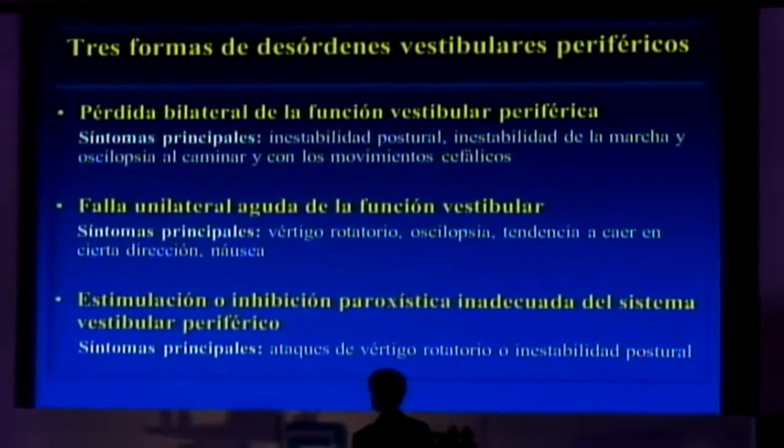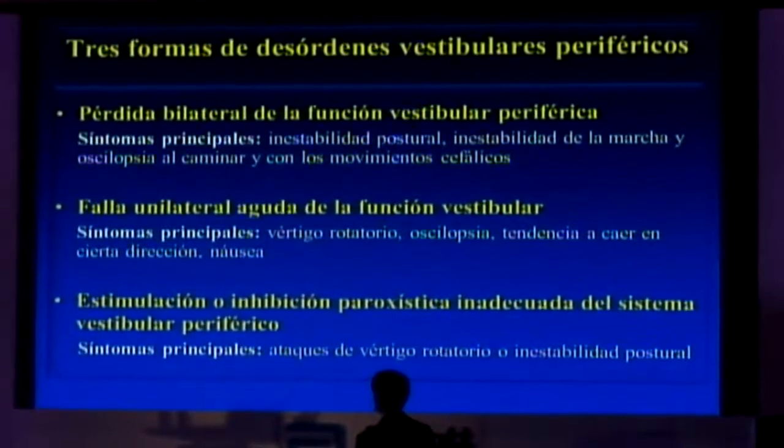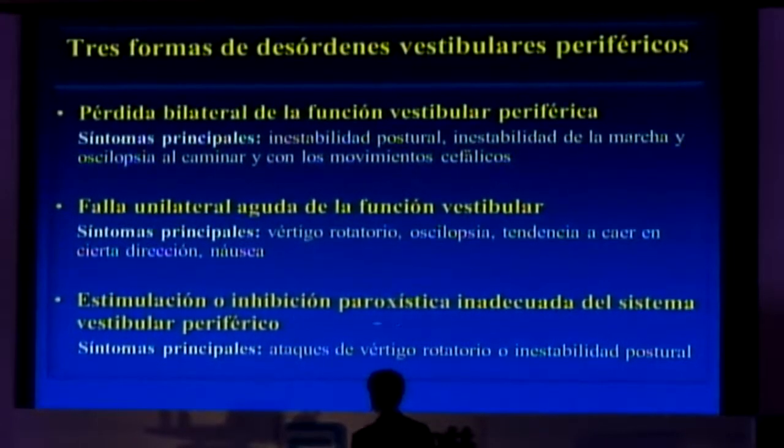And the third and most frequent type is caused by a pathological stimulation or inhibition of the peripheral vestibular system. And that's the price we have to pay for such a sensitive system. So small differences in the action potential frequency between the left and the right labyrinth, 5 Hz, induce vertigo in nine seconds. And these are the most frequent types.